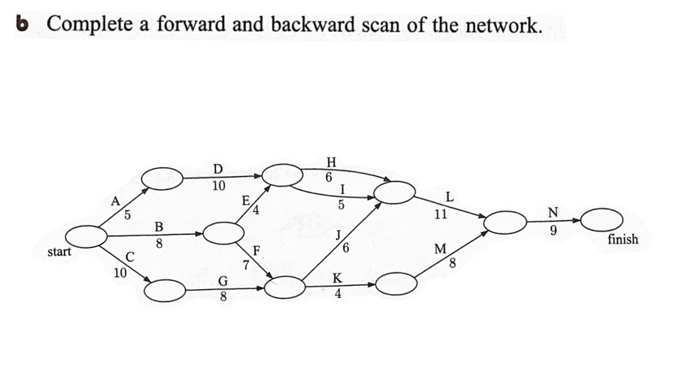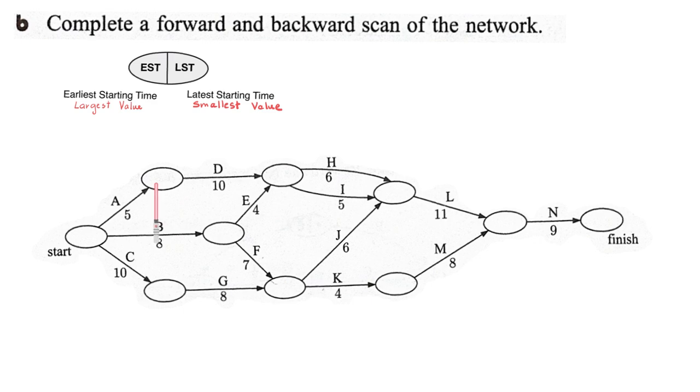Now we will need to complete the forward and the backward scan of the network. These nodes need to be divided to show the earliest starting time and the latest starting time. The values here refer to minutes. Each value shows the number of minutes the task requires to complete. The forward scans are done showing the earliest starting time, and this is done in this yellow part of the node. And we'll start at 0 time.